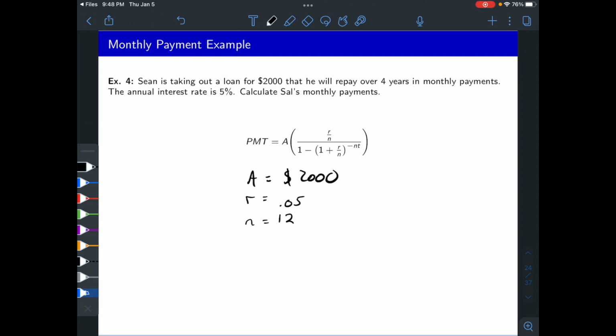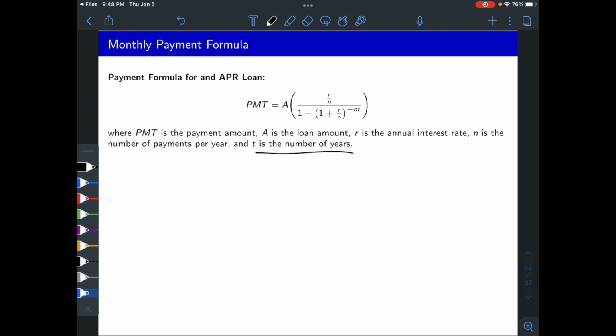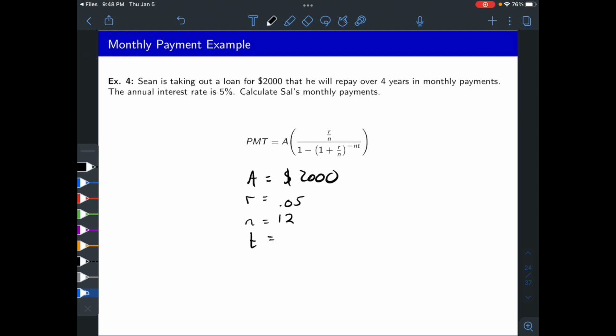Okay, what else? We have to know T. T is the number of years that you're going to be doing this for. So N is the number of payments per year, and T is the number of years. T is going to be 4 because he's repaying this over 4 years. Now, what if you were to do this over 2.5 years or something like that? Well, this could be just 2.5, like a decimal, it doesn't really matter.